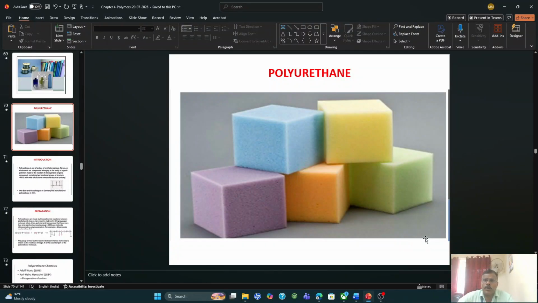The next polymer is polyurethane. From the image, you can easily guess that these materials are commonly used in sofa cushions and bed cushions, and also kitchen utensil cleaning sponges. The polyurethane.